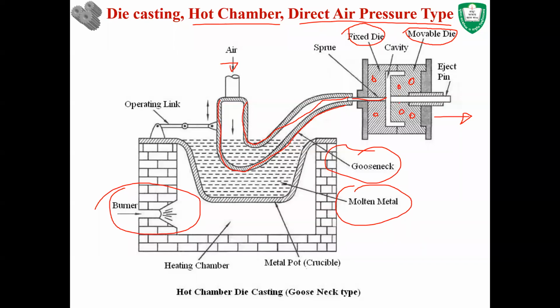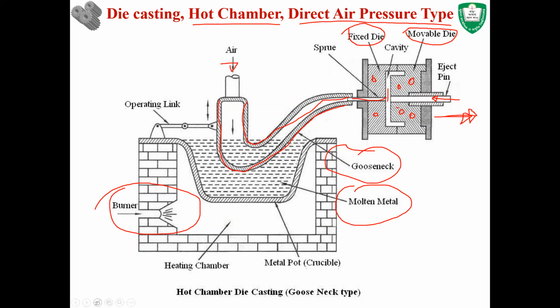Once the material gets solidified, the movable die moves to the right, in this direction. Because of the air pressure, the whole material, the final product, will stick to the movable die. Once the die is far away from the fixed die, the ejector pin is forced in this direction to push the solidified material out of the movable die.